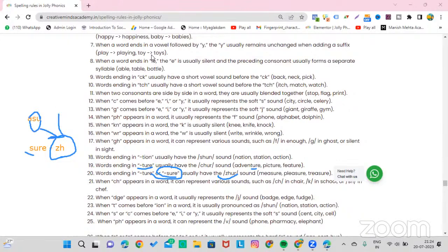Can you give more examples? Yes, before and after. Can you give examples of the zh sound, S-U-R? Yes, leisure. Letter S, when you have exposure, yes. Letter S, when it has a vowel before it and after it, then it gives the sound of letter Z.